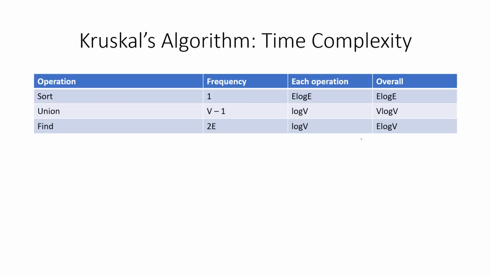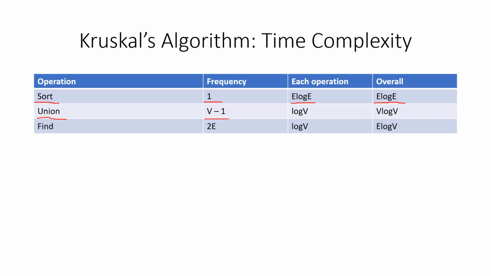So here is the time complexity of Kruskal's algorithm. As you know, we need to get the sorted edges, so we need to use the sort operation. We need to use sort only once in the beginning, and the sorting itself takes E log E, where E is the number of edges, and the overall time complexity is E log E. Then we need to use union when we connect two vertices from different sets.